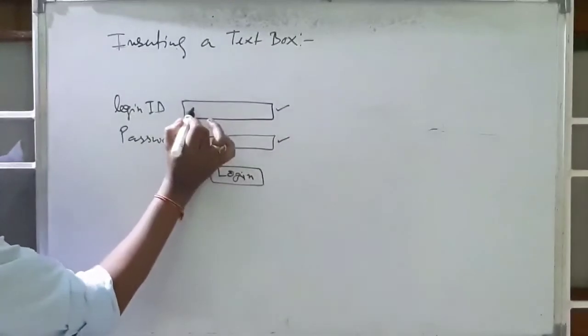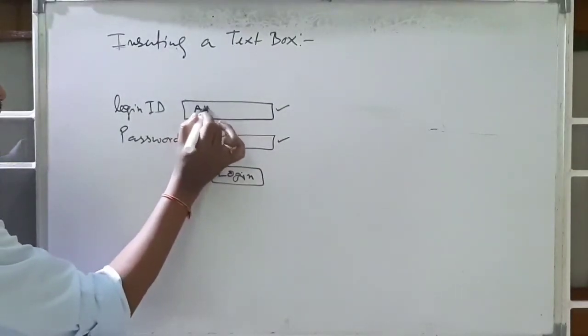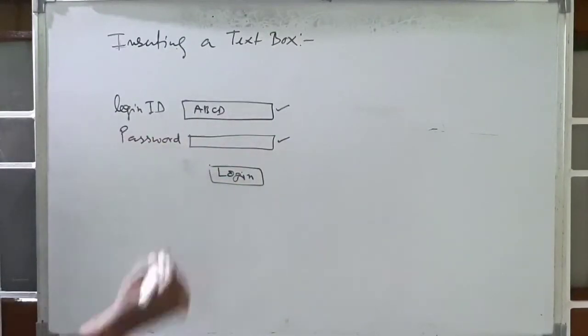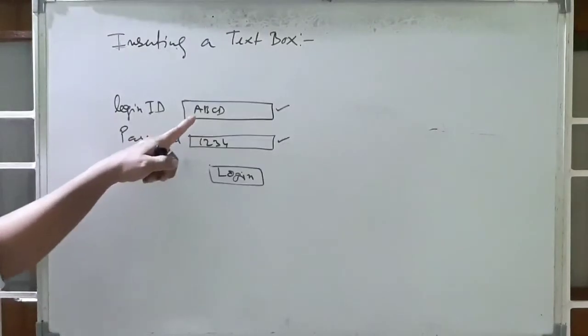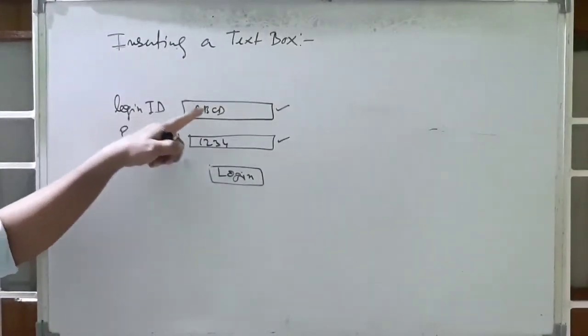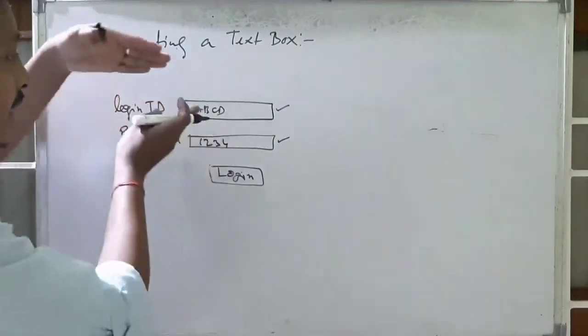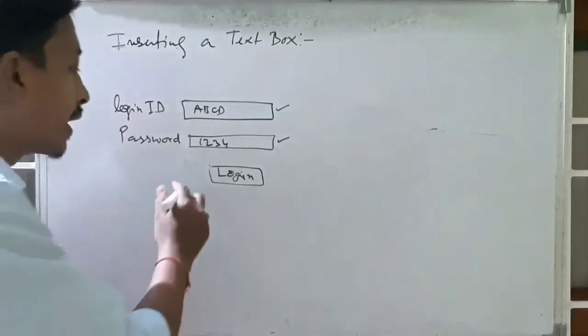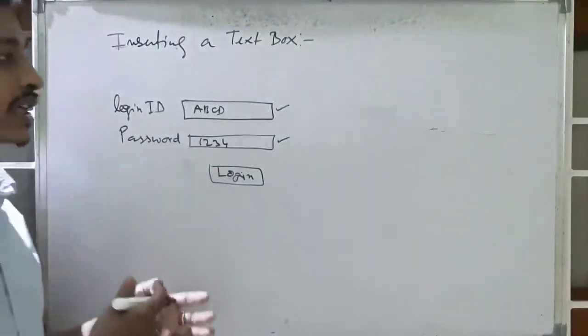Here you can give your login ID, say ABCD. Okay, and your password is 1234. So means what? You can type here. You can type any text in the text box. Okay. So with the help of this ID and password, the FB account is validated. Means what? They check the server.